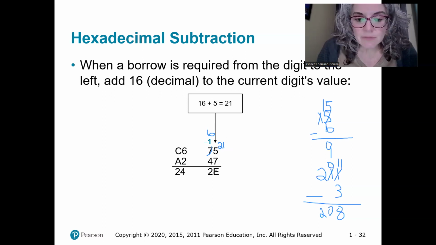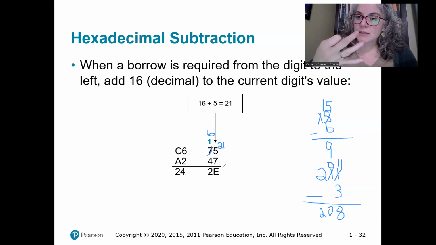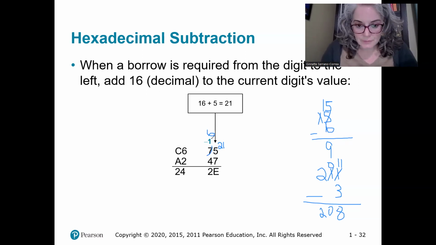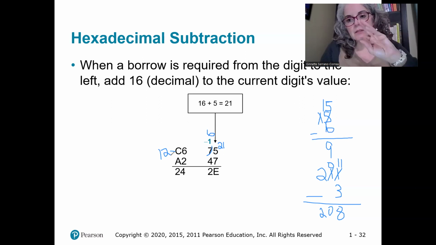I cannot put a 14 here. After 9, I have to put the letters. 14 is represented by the E. A, B, C, D, E, 10, 11, 12, 13, 14. And then I'll do 6 minus 4, which is 2. 6 minus 2 is 4. C is 12. 12 minus 10 is 2. This is 12, right? A, B, C, 10, 11, 12. Then A is 10. 12 minus 10 is 2.